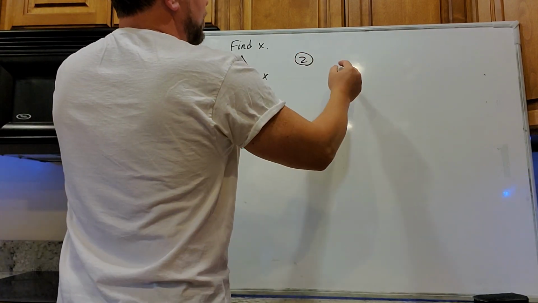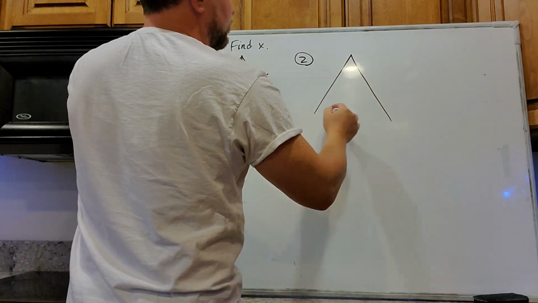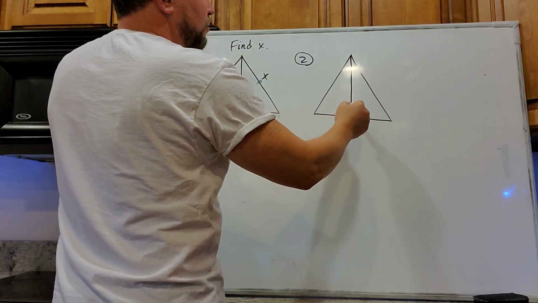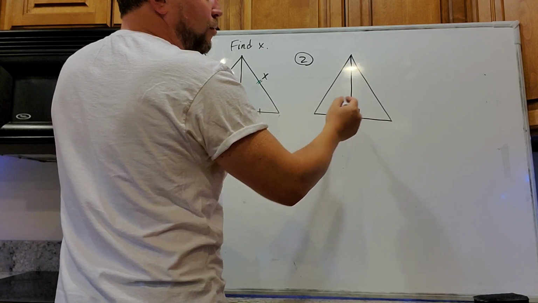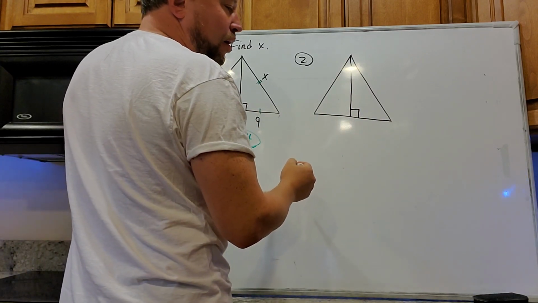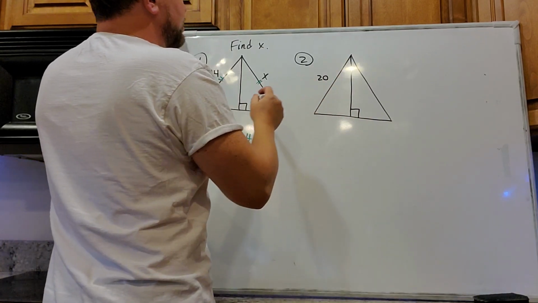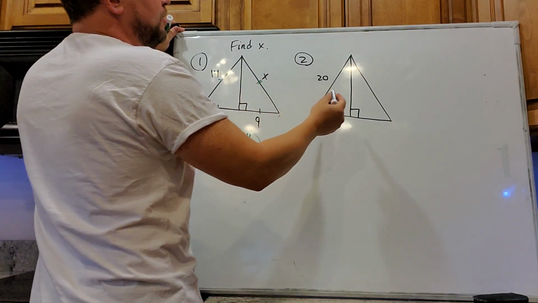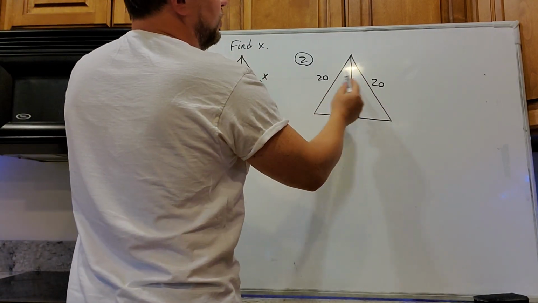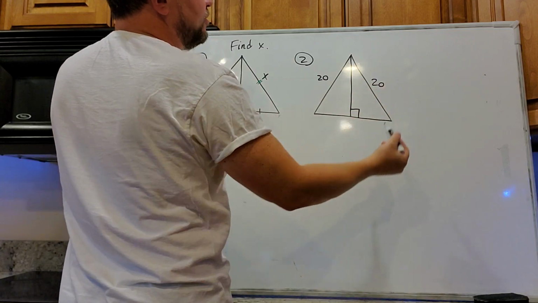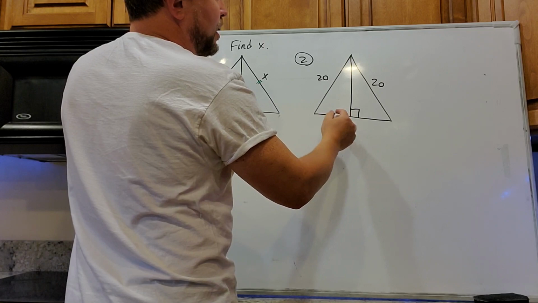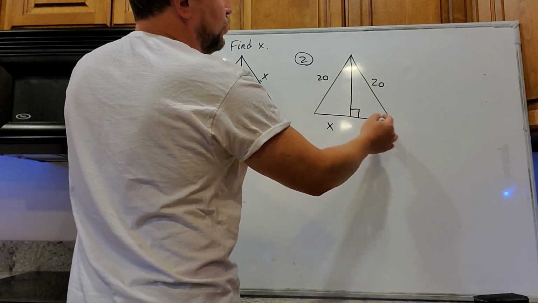Okay, let's try another one. We'll call this one problem number 2. On this one, again, I've got a segment running down at a right angle. This time, instead of having x be one of these up here that I had to find, I'm going to give you those. This is 20, that's 20. And on this one, we're going to call this down here x, from here to here, and then this portion is 7.